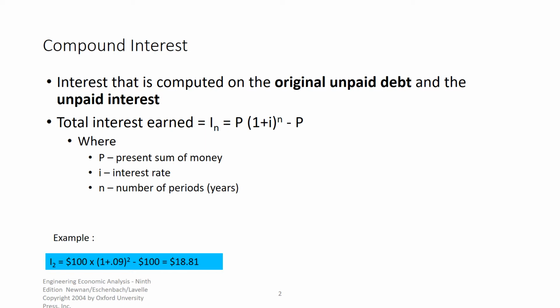Let's see the example there. The total interest earned at the second year is equivalent to 100 ringgit multiplied by 1 plus 9%, which was offered by our financial institutions, to the power of 2, minus the 100 ringgit as our present sum of money. We will get back our money after 2 years, adding 18 ringgit and 81 cents.